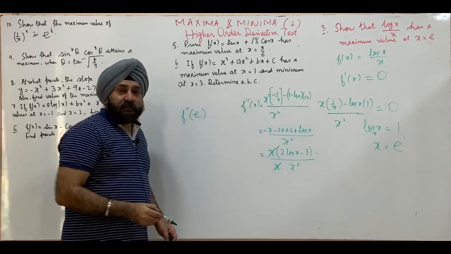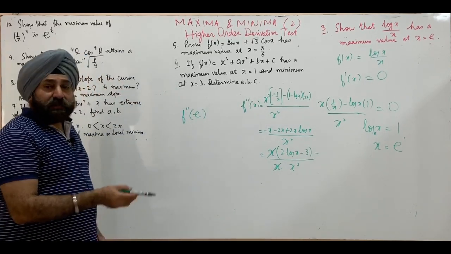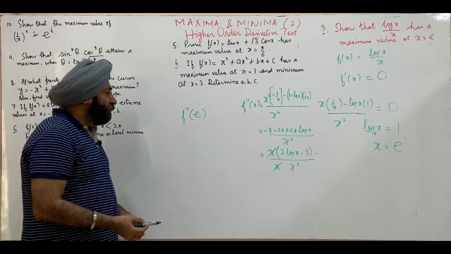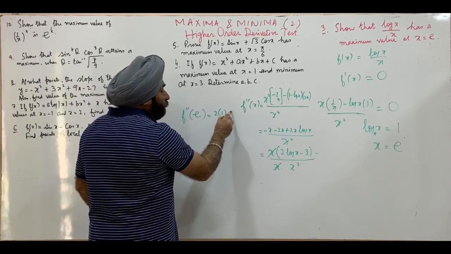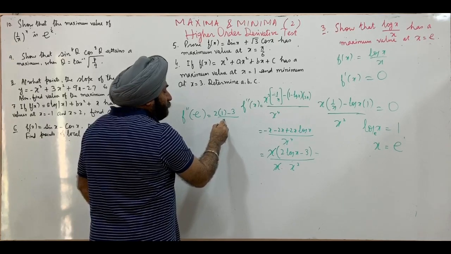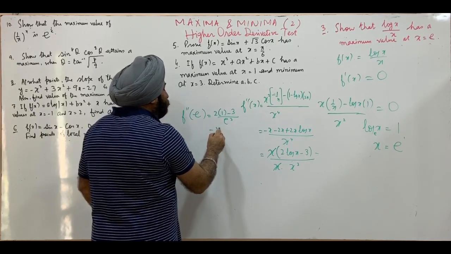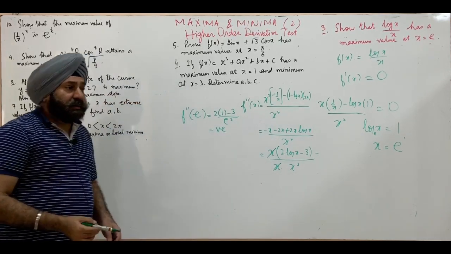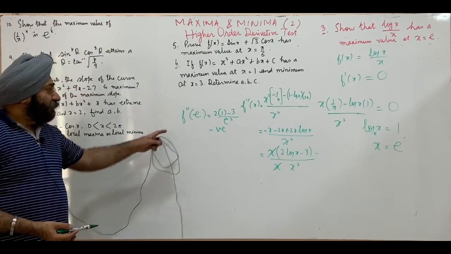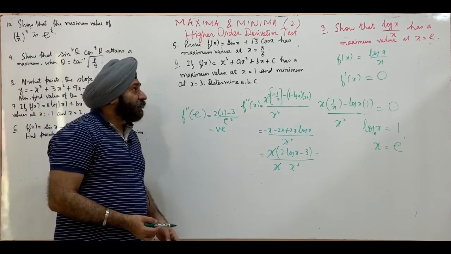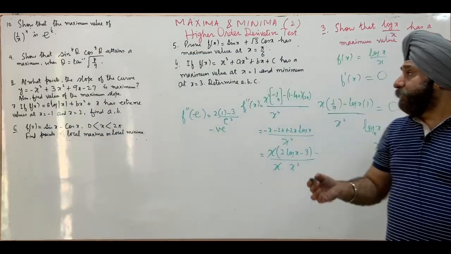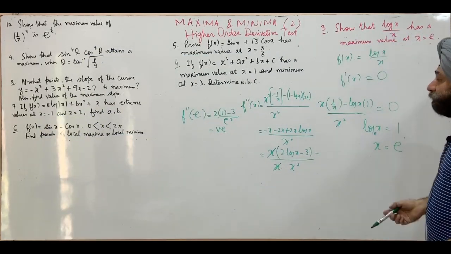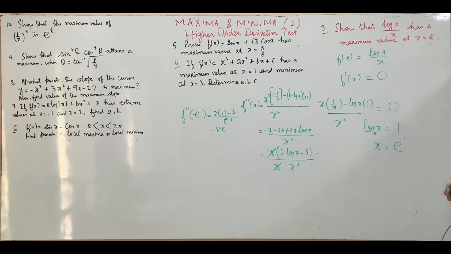Next we find out the sign of the second order derivative at the obtained critical point e, f double dash of e. So this is 2 into log of e, which is 1, minus 3, upon e cube, and this is negative. Now the sign of the second order derivative is negative. This means it's a point of maximum. This is what we wanted to show, that this function has maximum value at x is equal to e.